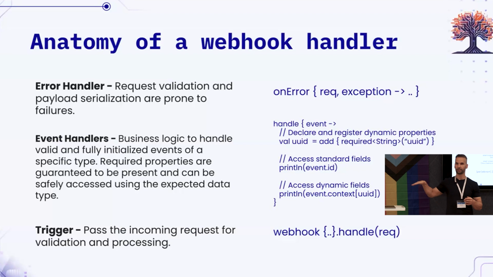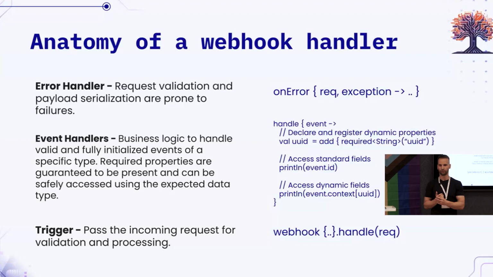Then there are these event handlers, which are for your business logic. And these event handlers can now use the dynamic properties to extract information from the payload. And you can then use them for your business logic, like writing to database or communication with other APIs, etc. And there is this trigger, so I construct the handler and then I can call handle on a particular request, and that triggers the entire flow.